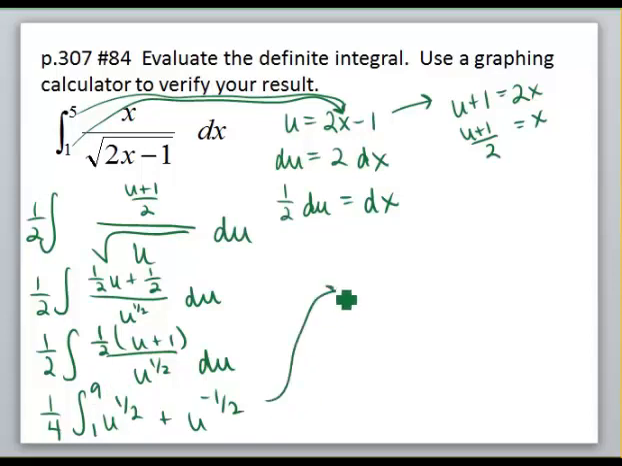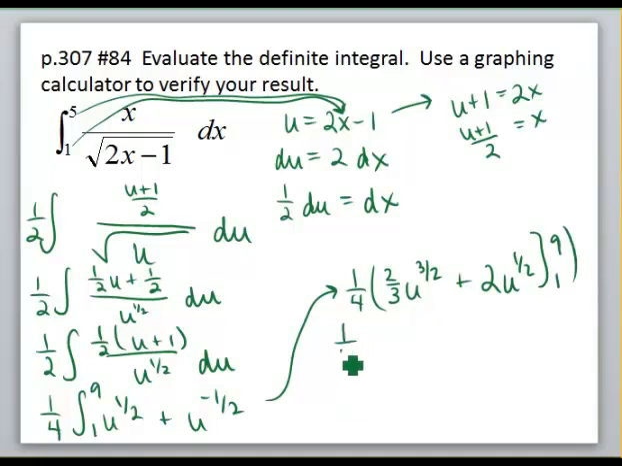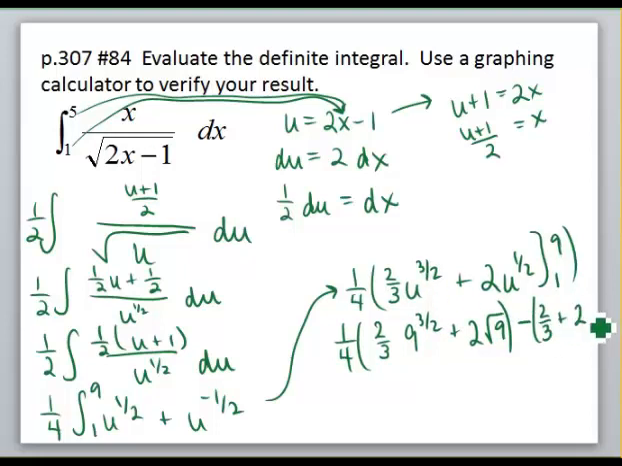So now I'm ready to integrate this, which would give me u to the 3/2, and it'd be over 3/2, which would put a 2/3 out front. I'd have u to the 1/2 over 1/2, which would be 2. And I don't need plus c because I'm going to be plugging those in. So I end up getting 2/3, 9 to the 3/2 plus 2 square root of 9. Minus, then we'd have the same thing by plugging in 1. Well, that would be 1, so I just have 2/3 plus 2. And I'm multiplying by 1/4 at the end.